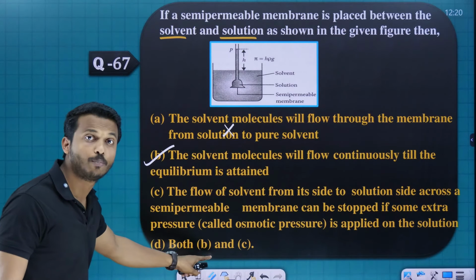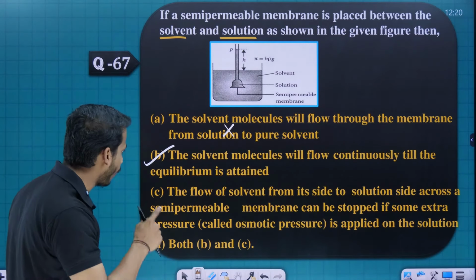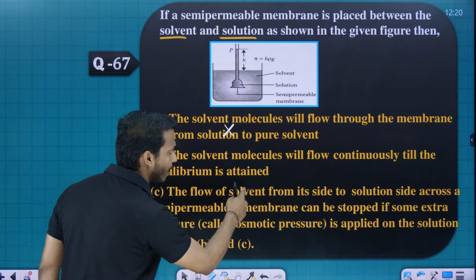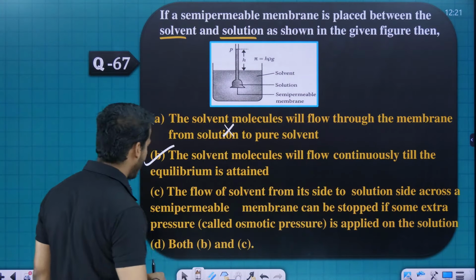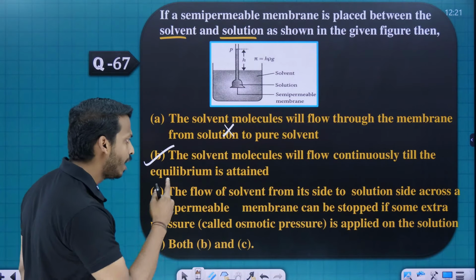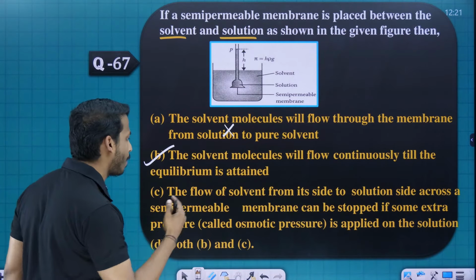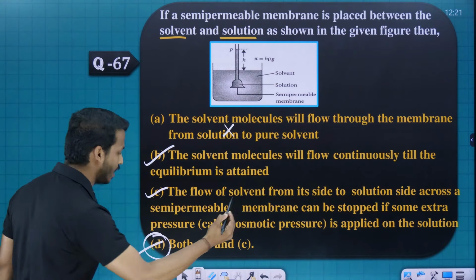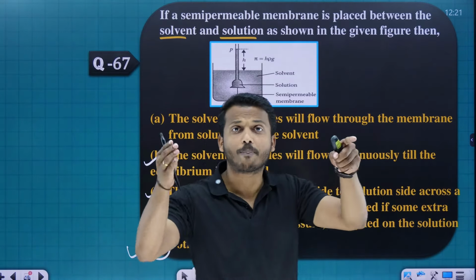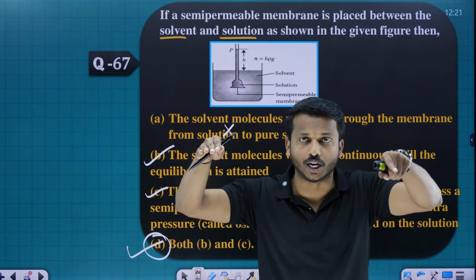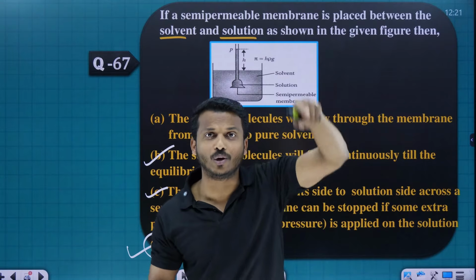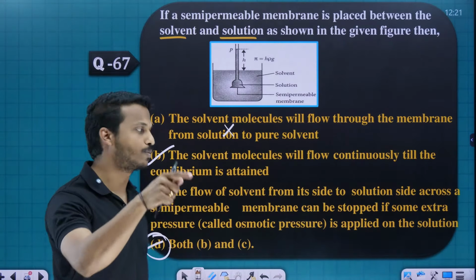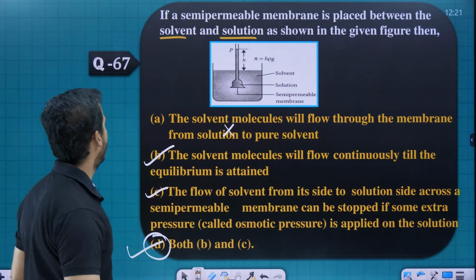Correct. But there is an option with both B and C, so check C also. The flow of solvent from its side to the solution side across a semi-permeable membrane can be stopped if some extra pressure, osmotic pressure, is applied. Yes, so the correct answer is which one, dear? Option D. If you apply more pressure on the solution side, you can prevent the process of osmosis. That is called osmotic pressure. Yes, both B and C are correct.